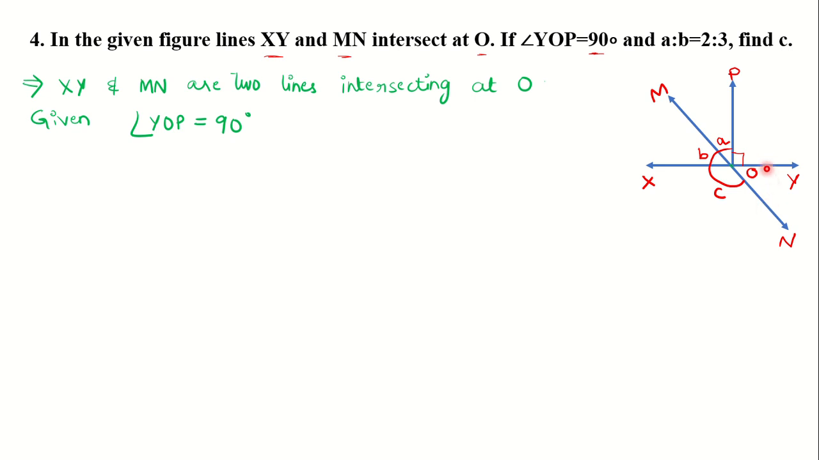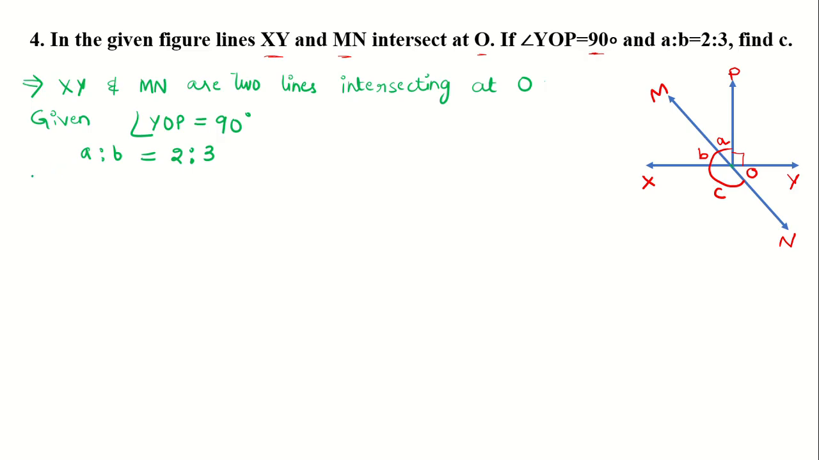So as you can see here, this is the diagram. This is the line XY and this is the line MN. So these are two lines. They are intersecting at this point O, and angle POY is given as 90 degrees, a right angle. It is also given that A and B are in the ratio 2:3, right? Now we will try to solve the problem.